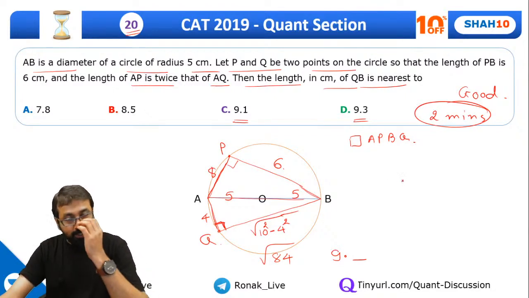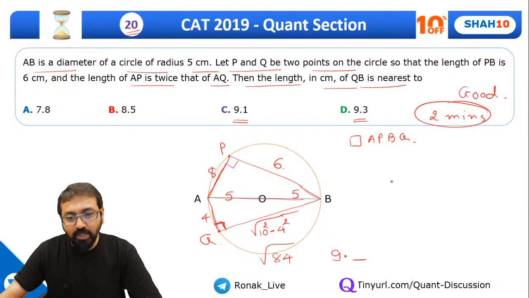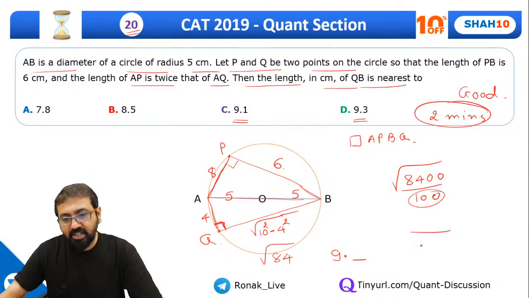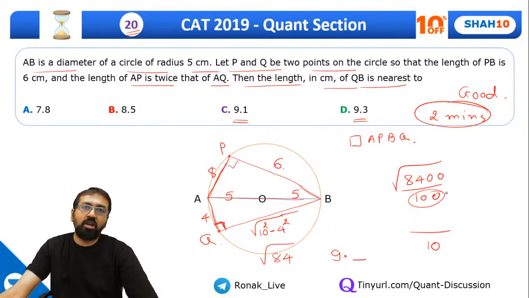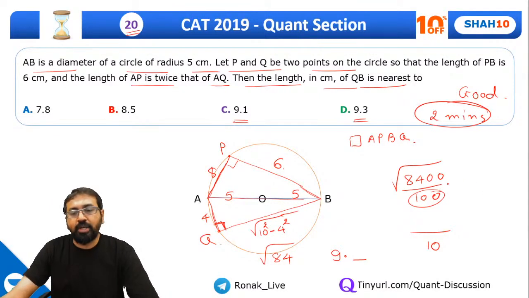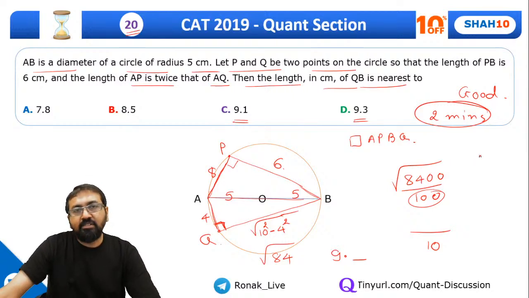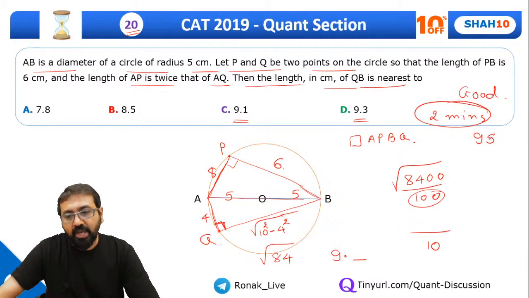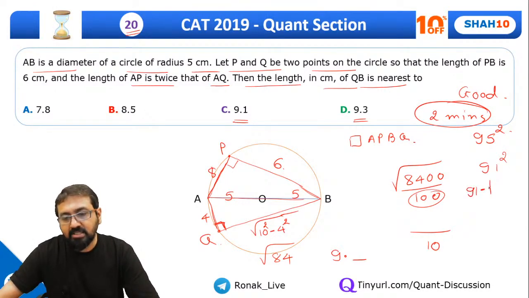So guys, in such questions, what you can do is take it this way: 8400 upon 100. What is the square root of 100? It's 10. What is the square root of 8400? Now, which is the number close to 8400? I know 90 square is 8100. What is 95 square? 9 into 10, that is 90, and this will be 25. So what will be 91 square? What will be 92 square? 93 square, let's find out 93 square.